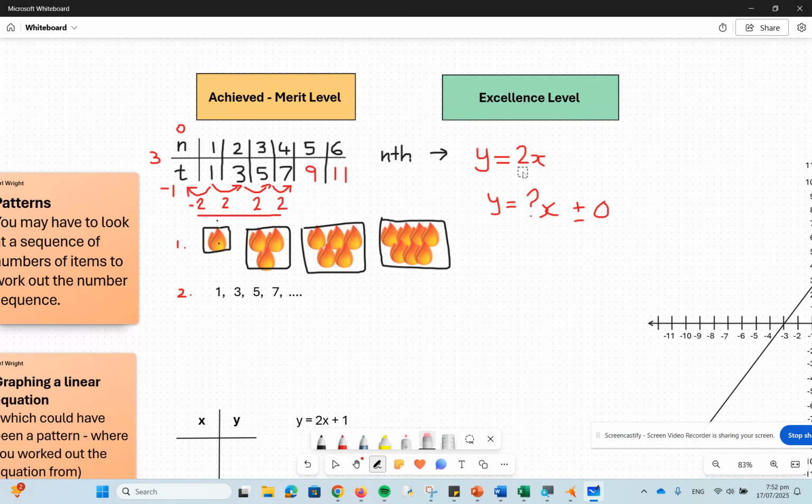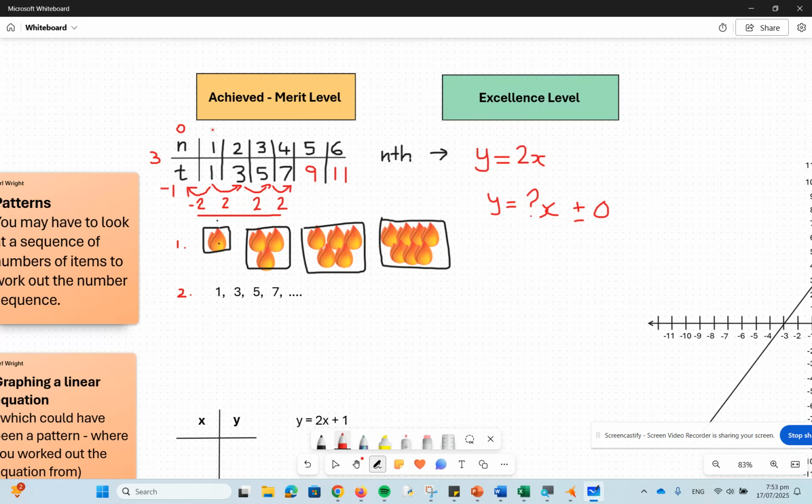Now, the part in front of the x there, I've already discovered it's a 2, and that was because it's going up by positive 2 each time it goes through the pattern. So I discovered the x term part. But now I'm trying to work out what goes after. Is there anything? And to do that, I can just plug in some numbers.